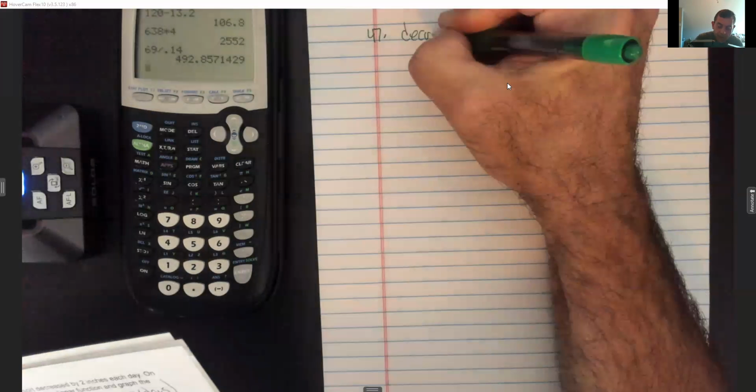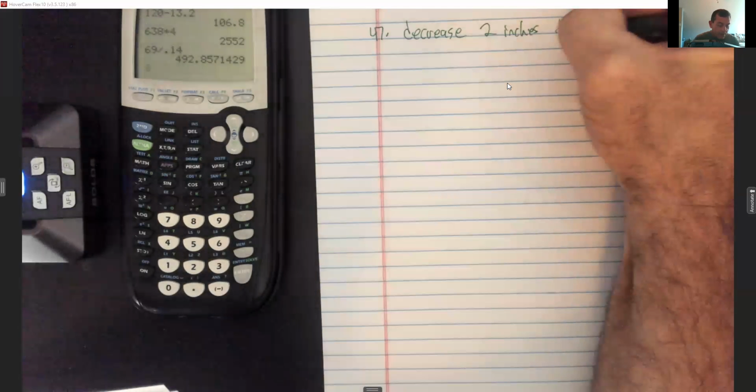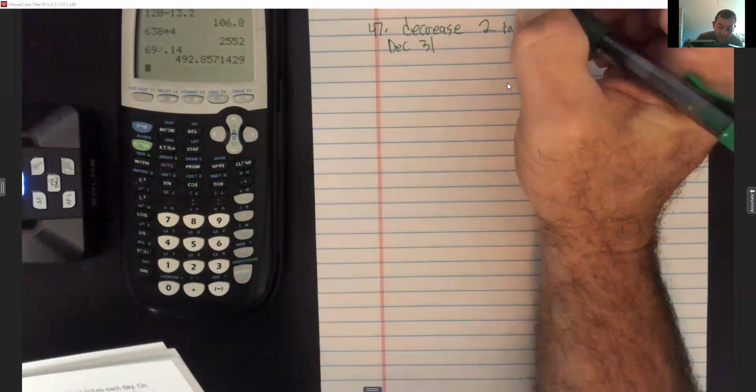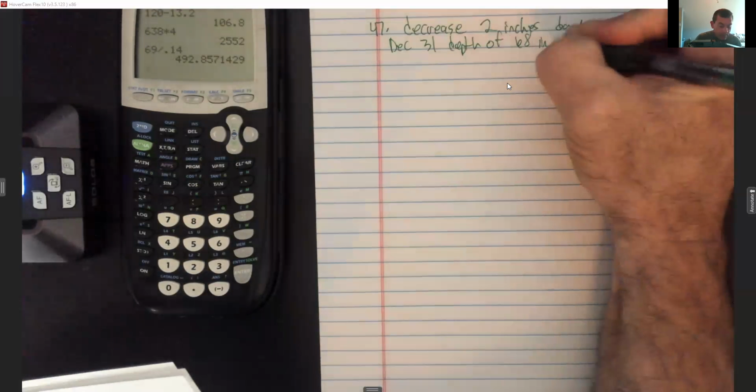47. During the month of January, the depth of snow at a base of one ski resort decreased 2 inches a day. On December 31st, it had a depth of 68 inches. Find an equation that represents this linear function and graph the equation. Use the graph to estimate the depth of snow on January 28th.